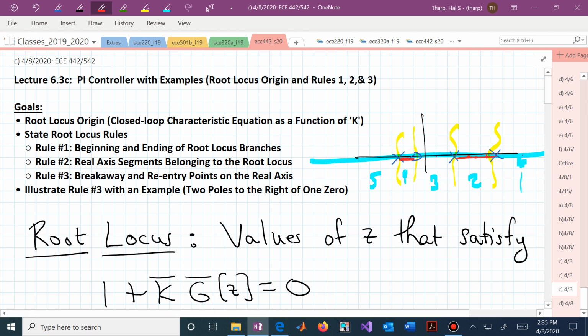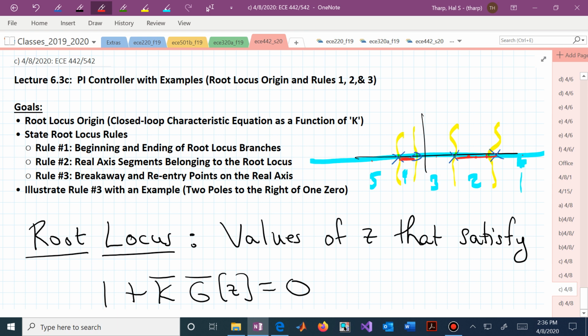This segment does, because we have 3 poles and zeros. We have 1 zero and 2 poles. We have an odd number of poles and zeros to our right. That segment now belongs on the root locus diagram, and any point to the left of that leftmost pole does not live on the root locus, because there's an even number of poles and zeros to the right of that point. And then we will talk about breakaway and reentry points on the real axis.